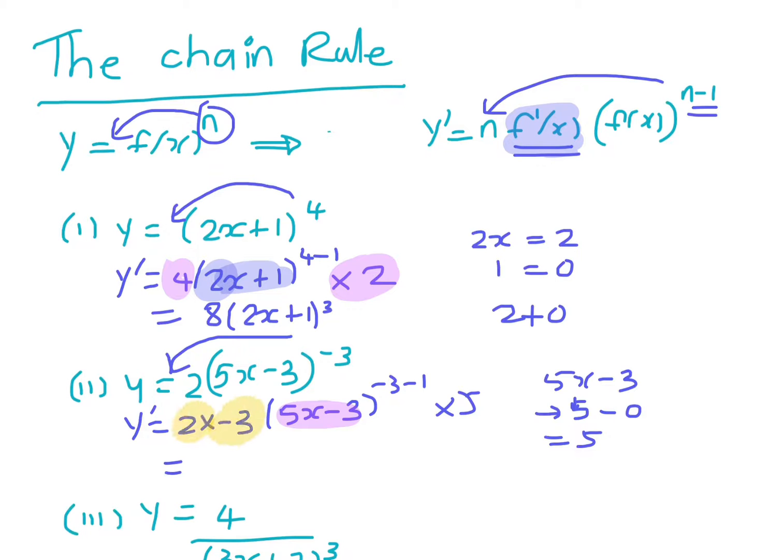So 2 times minus 3 is minus 6, because the order of multiplication doesn't matter. So you group all the numbers. Minus 6 times 5 is minus 30. So that'll be minus 30, 5x minus 3 to the minus 4. You can leave it in index form. If you got it out of index form, the minus 4 just means you bring that down to the bottom. So it's 5x minus 3 to the power of 4.